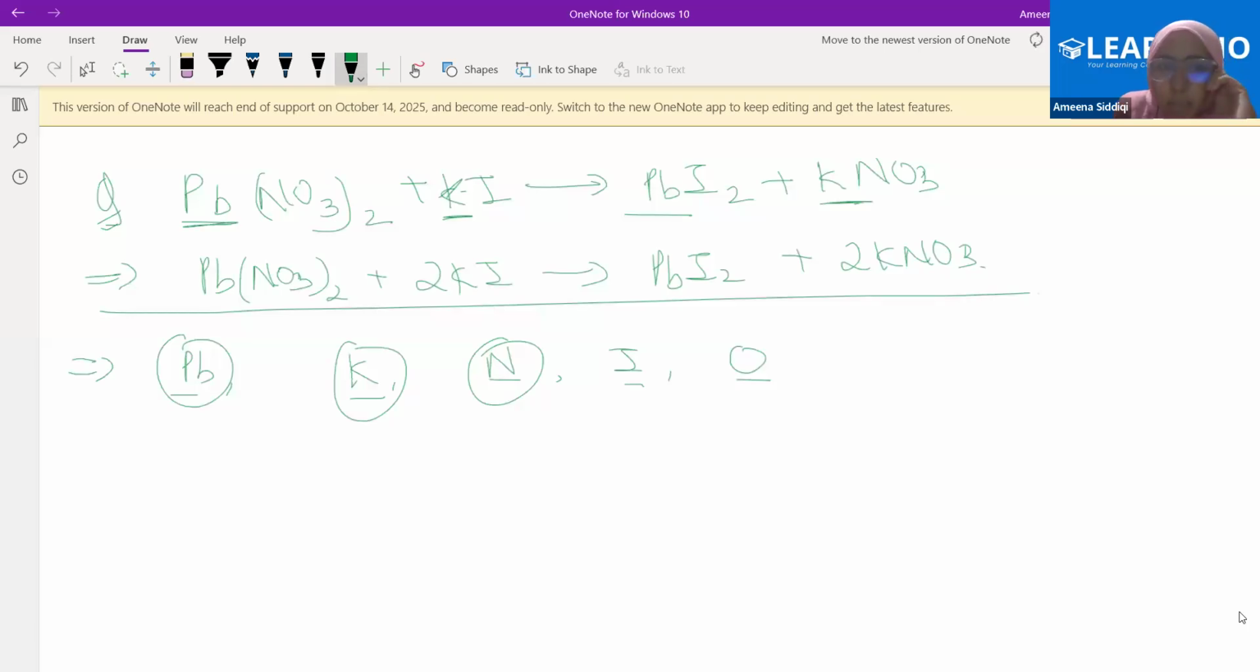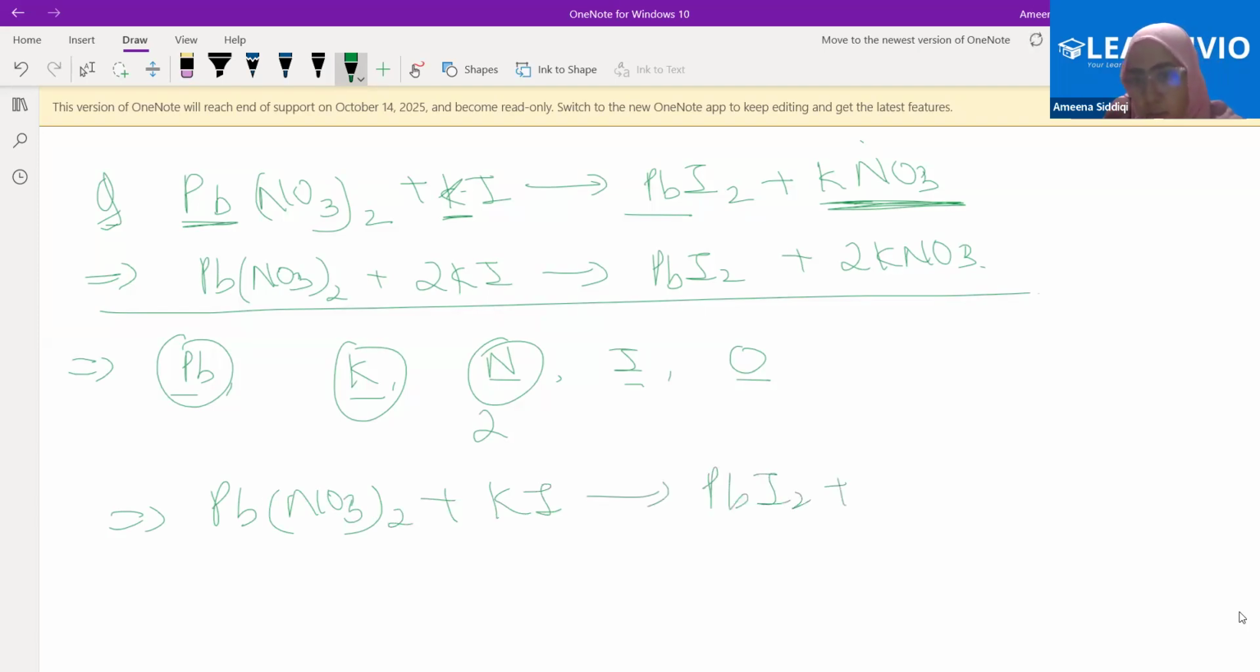So how many nitrogen atoms here in the beginning? That is 2. How many are present here? One. So what do I need to do? I will add a 2: Pb(NO3)2 plus KI will give us lead iodide. And since I cannot change this, I will have to add a 2 here, right? Now, how many nitrogen atoms do I get here?